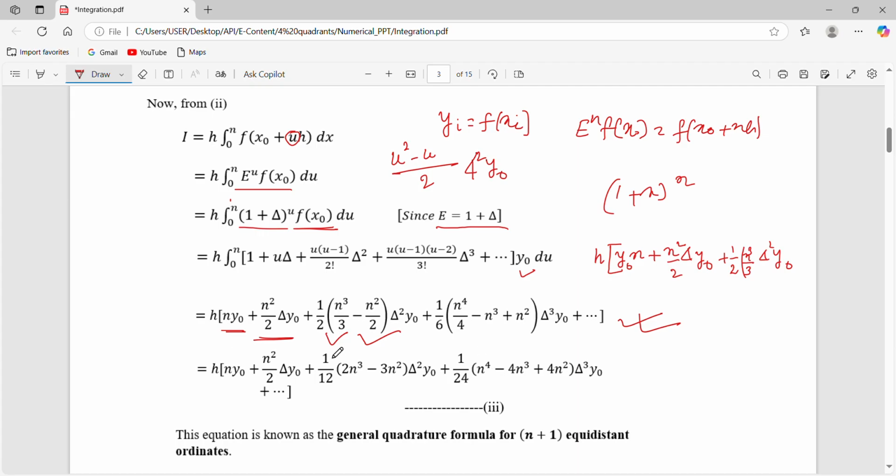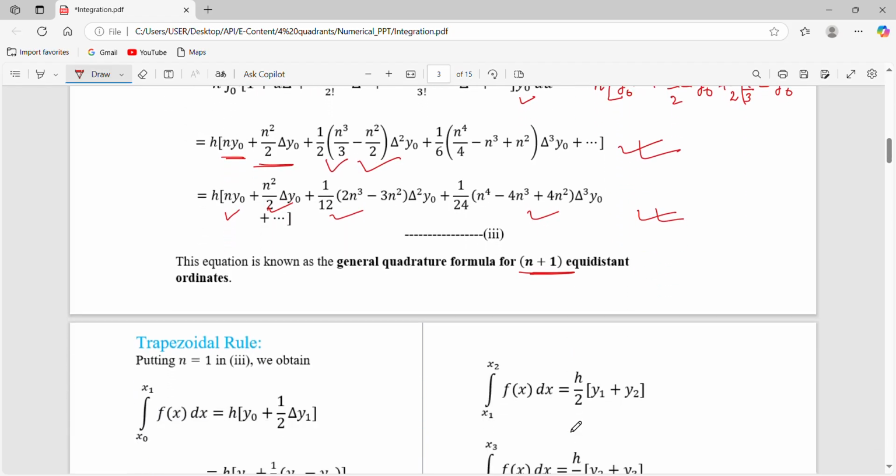So now here after written this, we have simplified. h n y0, no change, this one also no change, just here we are taking common 6 outside, so it will be 1 by 12, and here taking common 4 outside, so it will be 1 by 20 for this one. So this is our equation. This type of equation is known as the general quadrature formula for n plus 1 equidistant ordinates. So this is a very important formula, because with the help of this formula we will get the trapezoidal rule and Simpson's 1/3 rule. So next we will go to the trapezoidal rule.